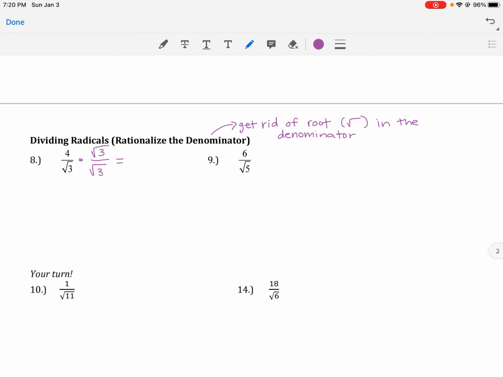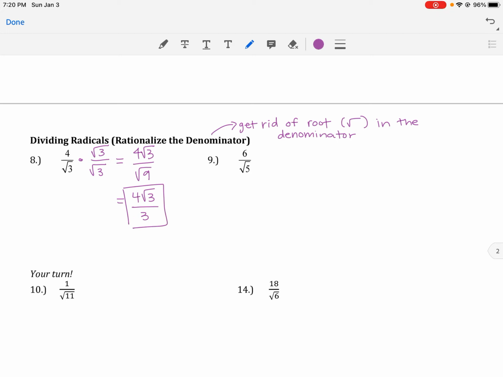So now on the top, we have 4 square roots of 3. On the bottom, the square root of 3 times the square root of 3. You can think about that as the square root of 3 squared, which the square root and squared cancel. Or you could say that's the square root of 9, right, like we did above. And then so that just equals 4 square roots of 3 over 3.